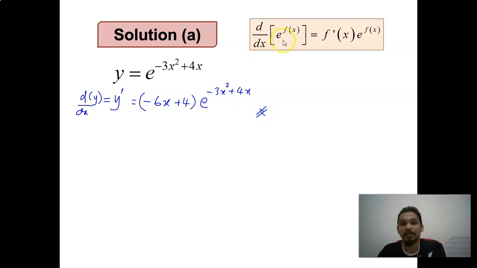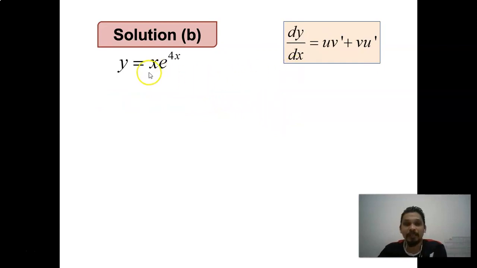Okay, and so let's take a look again here. e to the power of f(x), differentiate this equals f prime x. So differentiate this first. Okay, 2 times negative 3 equals negative 6x, 2 minus 1 equals 1, then differentiate 4x equals 4, multiplied with e to the power of f(x).